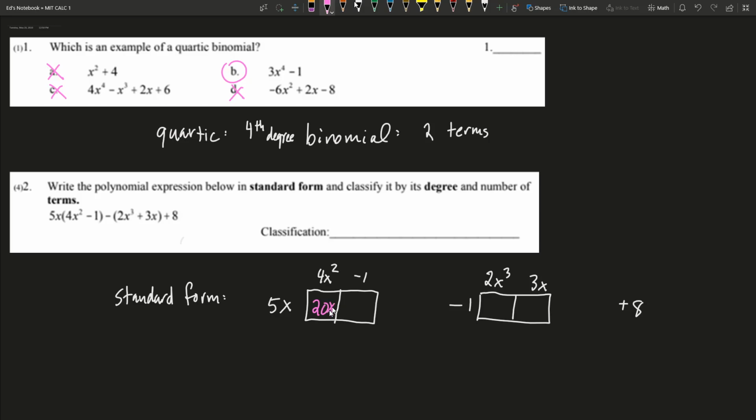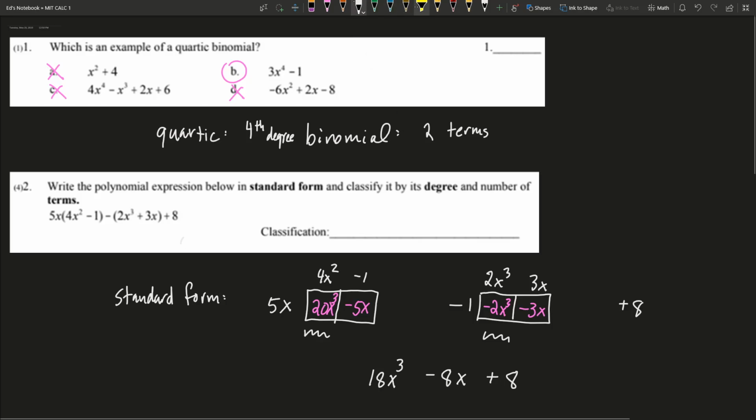So this would have been 20x cubed, 4 times 5 is 20, and x squared times x is x cubed. And then negative 1 times 5x is going to be minus 5x. Continue on, you'd have negative 2x cubed. When you multiply by this negative 1, it's going to change the sign of each term. So positive 3x becomes negative 3x. Then let's see what like terms I can combine here. I have 20x cubed and minus 2x cubed. So that would be 18x cubed. And then minus 3x minus 5x would be minus 8x plus 8.